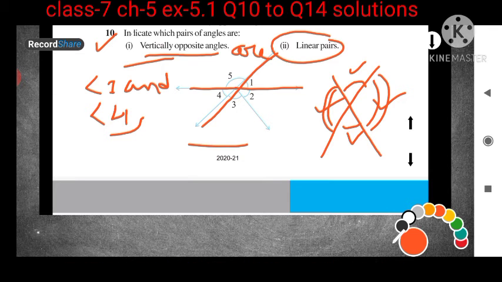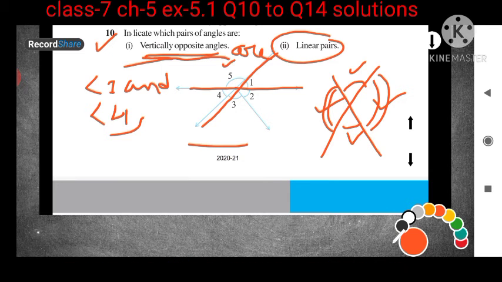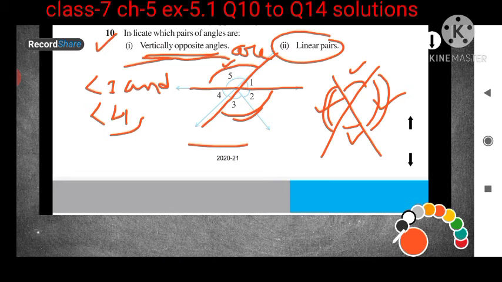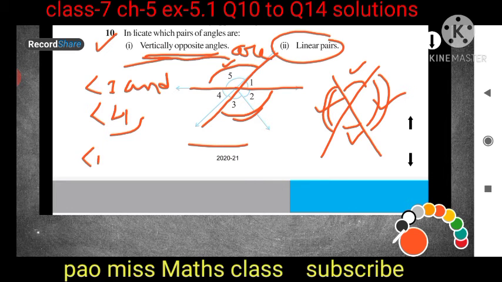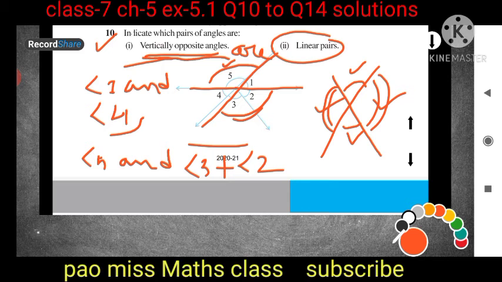So what will you write in your answer? You will write vertically opposite angles are angle 1 and angle 4, and another will be what? Angle 5 and angle 2 plus 3, isn't it? Because this whole angle and this whole angle are vertically opposite and they are equal. So another pair will be angle 5 and angle 3 plus angle 2, okay? This is the answer for the first part.